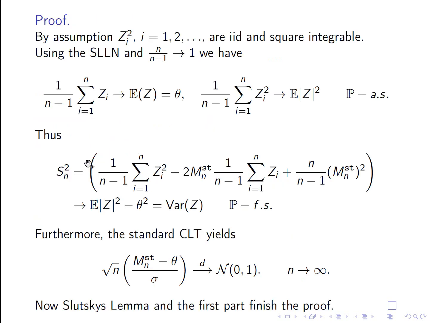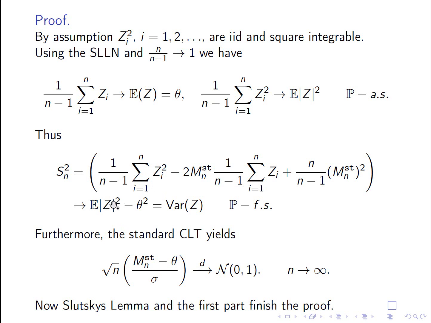If one does this, one gets this expression here. So here we have the zi squared summed up, divided by n minus 1. Here we have 2 times our estimator, and here we have 1 divided by n minus 1 times the sum of the zi's. And for the last term we get the estimator squared times n, because there's a sum, divided by n minus 1. Okay, so by our preparations, this converges to the second moment of z.